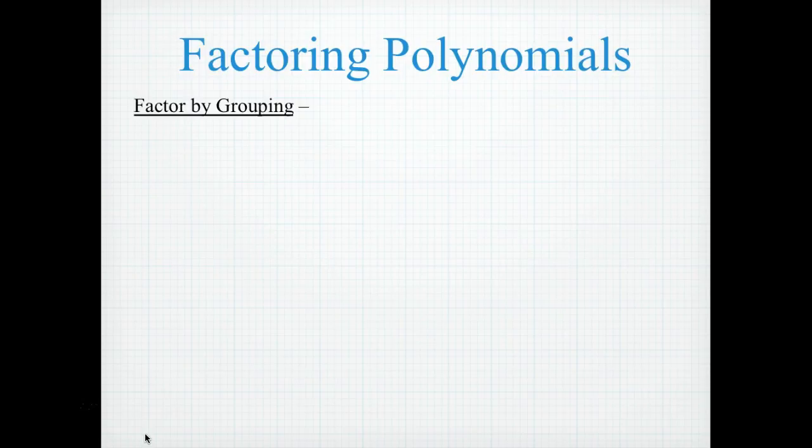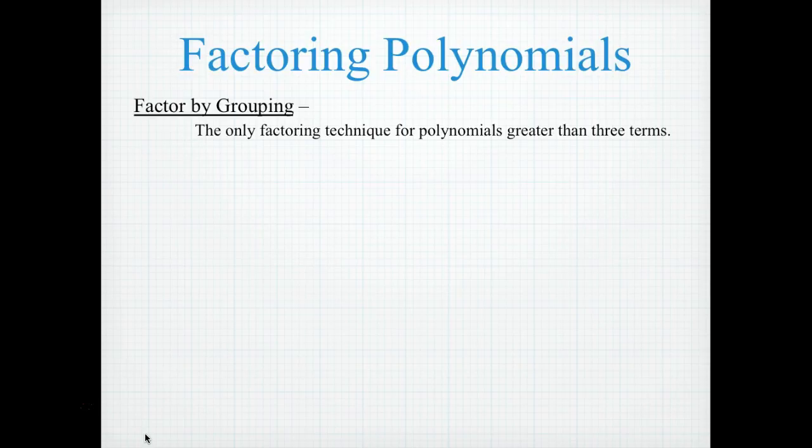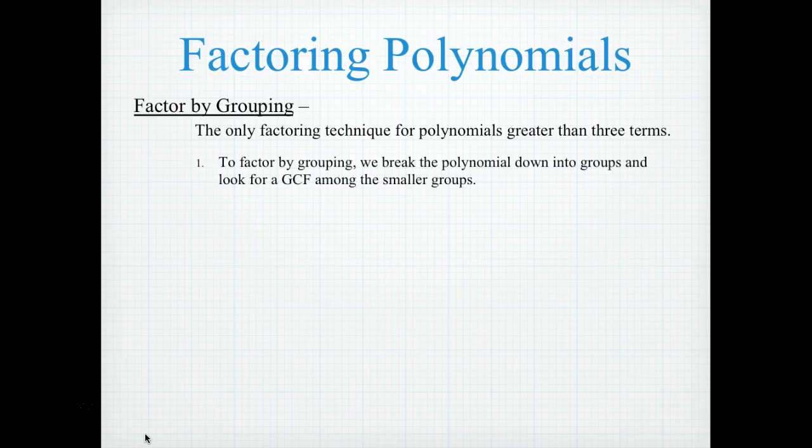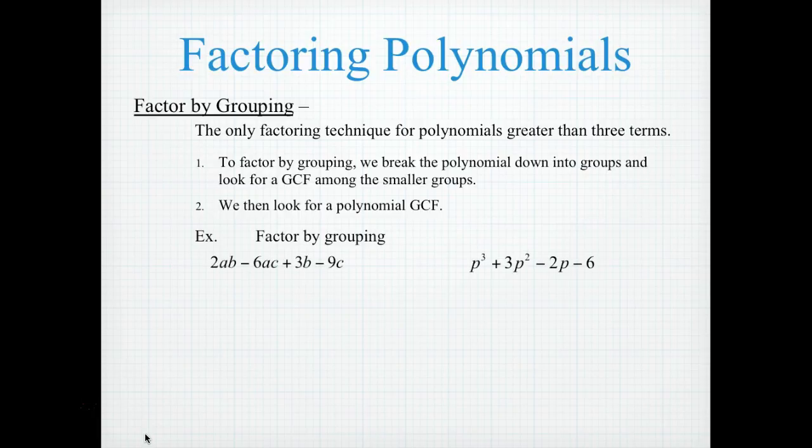Next, we're going to learn to factor by grouping. And remember, factor by grouping is the only factoring technique we have when there are 4 terms. To factor by grouping, we break the polynomial down into smaller groups and look for the greatest common factor among those groups. We then look for a polynomial common factor. Here's a couple of examples.